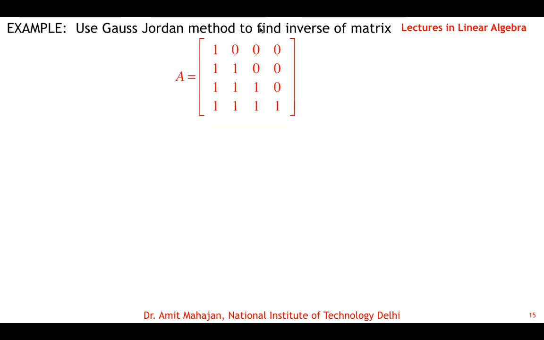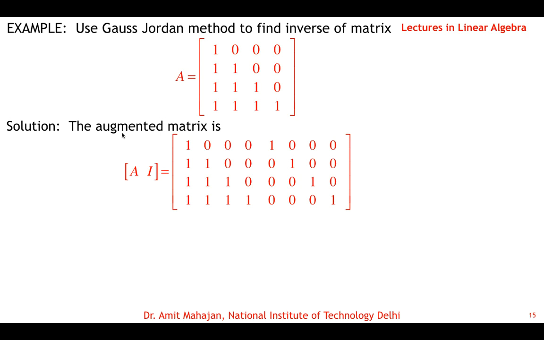Use Gauss Jordan method to find the inverse of a 4 by 4 matrix. Okay, so again we are going to use Gauss Jordan method to solve this example, and we are going to use only row operations. Okay, so we are going to write the augmented matrix A I, where A is a 4 by 4 matrix, so identity is also a 4 by 4 matrix, same size. Okay, and now we are going to convert this 4 by 4 matrix on the left to identity, and the same operations will convert this identity to A inverse.